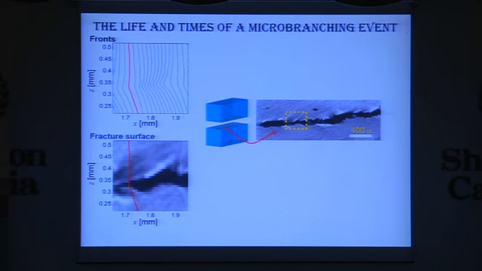Okay, so now we're going to look at the life and times of microbranching events. We're going to zoom in on a single microbranching event. This is a line, one chain of microbranches across the fracture surface, and we're zooming in on a piece of that, so that's this blurry thing here. We're going to look at how the crack front progresses from when microbranches are first excited until the death of the microbranch, which should take place around here.